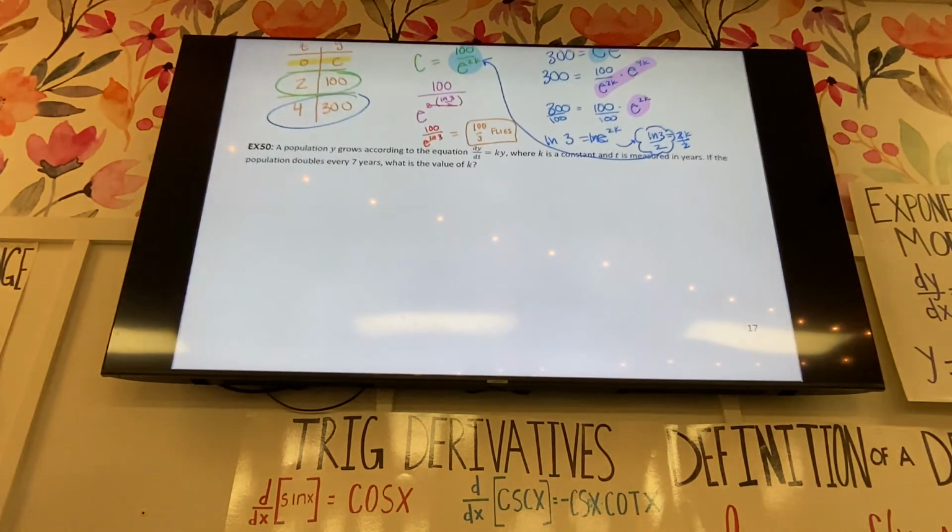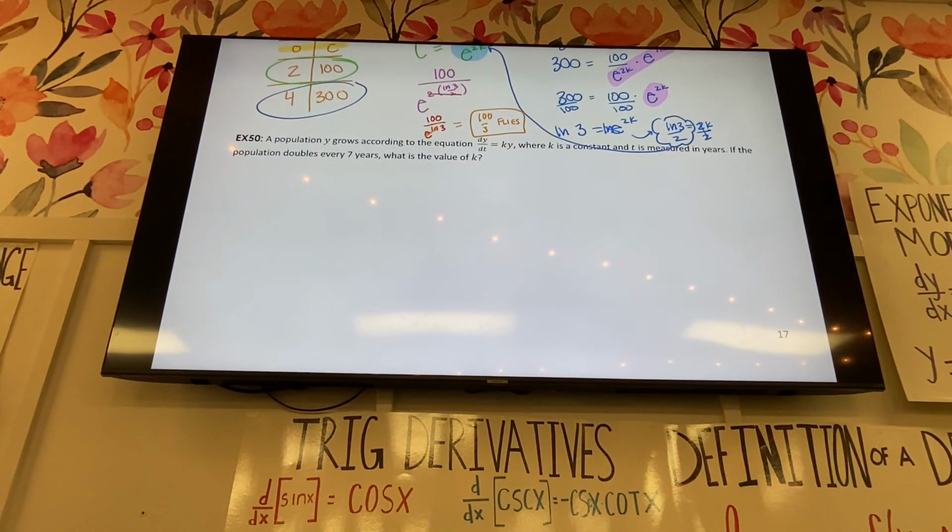Okay, let's do the last one here. A population y grows according to the equation dy/dt equals k times y. So I'm like, ooh, looky there. That's my special differential. So I know that that's going to be y equals c e to the kt, where k is a constant and t is measured in years. If the population doubles every 7 years, what is the value of k?